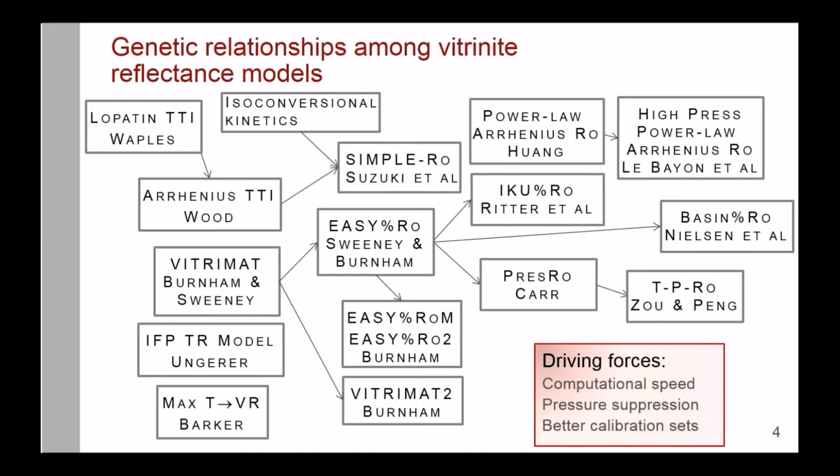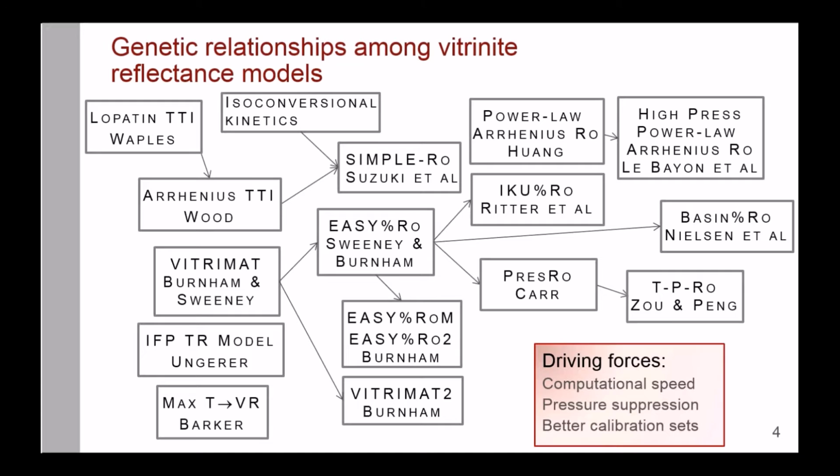So we looked at various ways of speeding the computation by simplifying the chemical reaction network, and they're not really published in the peer-reviewed literature. They're available in Lawrence Livermore reports. These modifications of EZR0 and Vitrimat. Today, people are really not that concerned about computational time, so they've just kind of lost their importance.